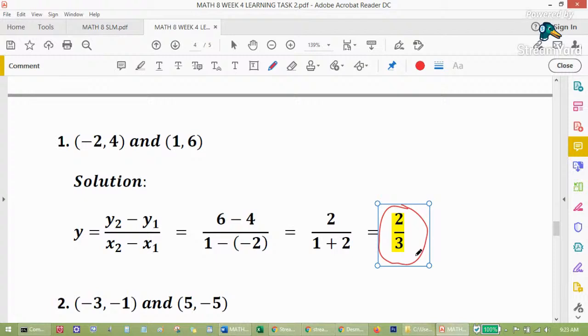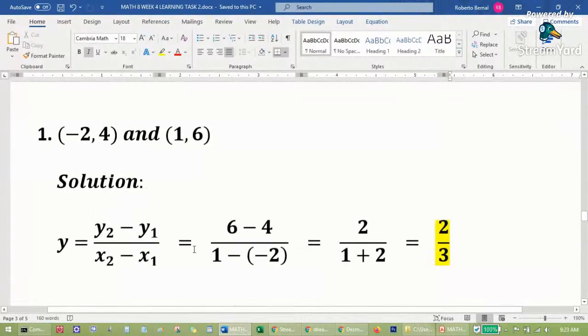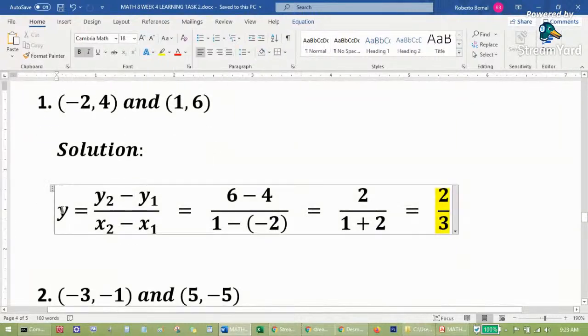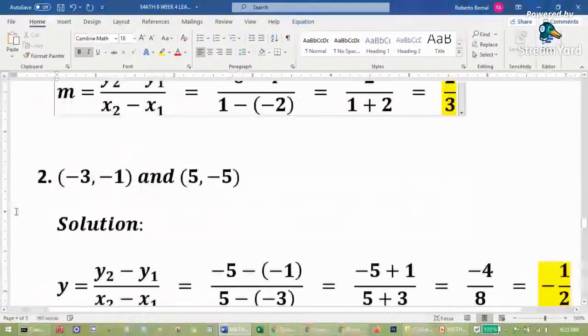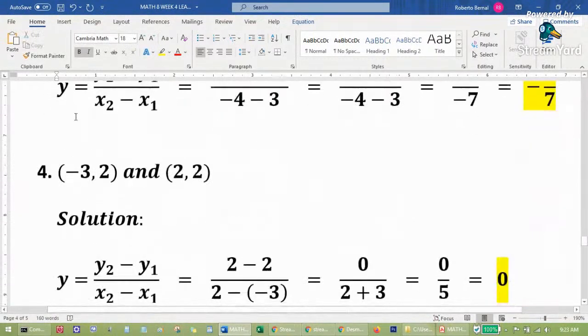Oops, may mali pala tayo dito, no? Hindi dapat y ito. The symbol of slope is m. The symbol of slope is m. So, papalitan ko lang saglit to, no? Saglit lang. Gawin lang nating m to. Because slope ang hinahanap natin.